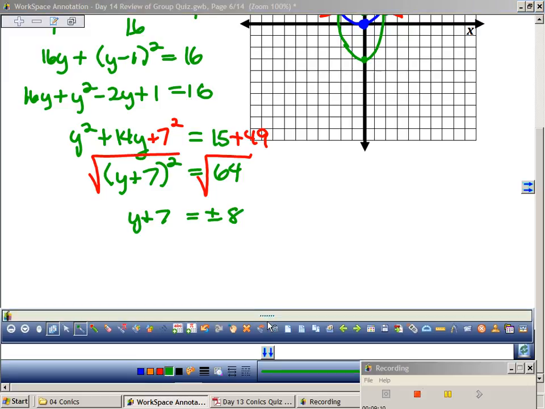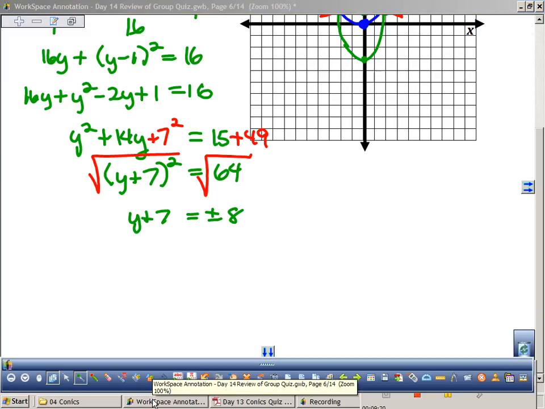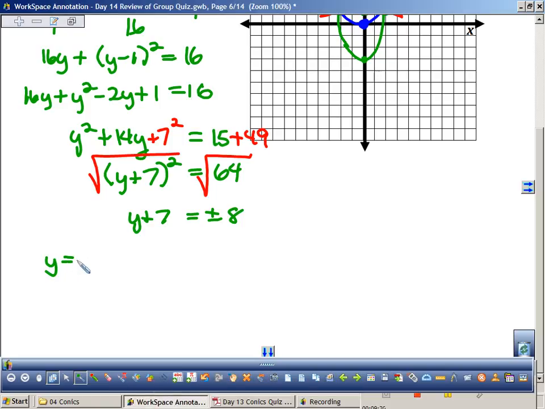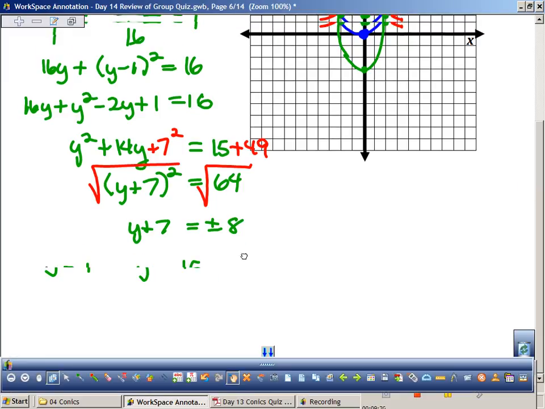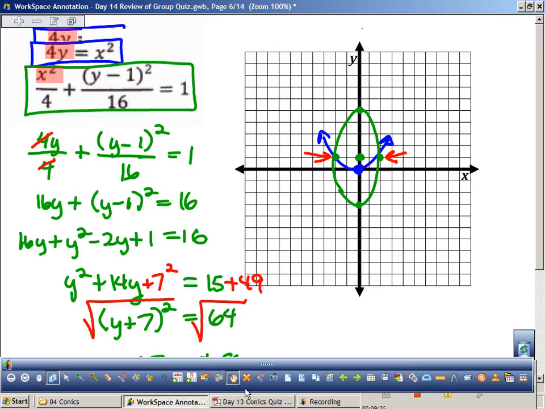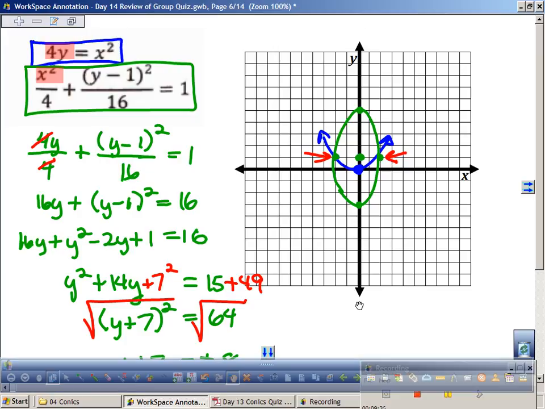Okay, so I've got 2 different answers here. When I subtract 7 from both sides, when y is positive 8 and I subtract 7, I'm going to get 1. When I subtract 7 from both sides and I have negative 8, it's going to be negative 15. I go back and I look at my graph. Y is 1 here and here. Y never is negative 15. Negative 15 is way down here.